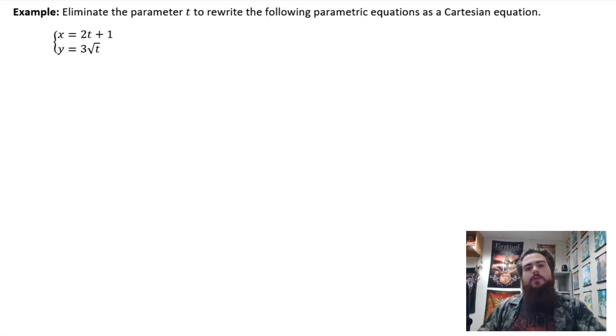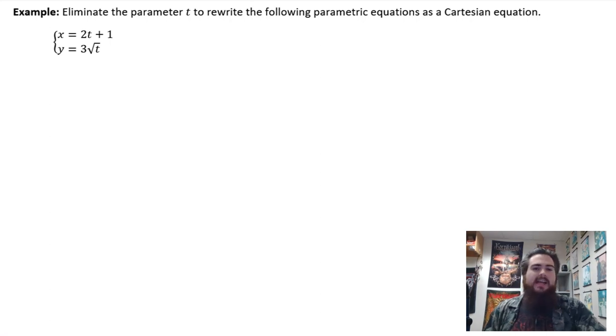In this example, we will eliminate the parameter t to rewrite the following parametric equations as a Cartesian equation. This can be done in a couple different ways, and I will demonstrate both methods. It is typically recommended, though, to just go with whatever is easiest, particularly in cases when you're dealing with algebraic expressions like what we see here.